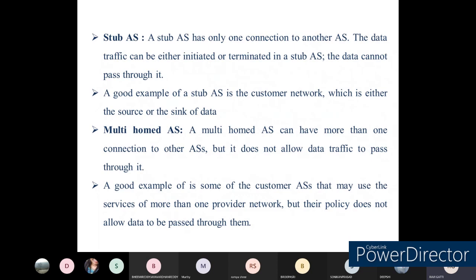What do we mean by stub AES? It is when an AES is connected to another AES; this combination we call a stub AES. In this case, the data traffic might be initiated or terminated in one stub to another stub. The data cannot pass through it. A stub AES is just used to connect one AES to another AES. The data can be initiated or terminated, but it cannot be passed over the two AES system.